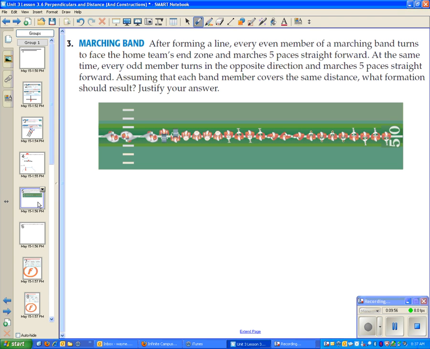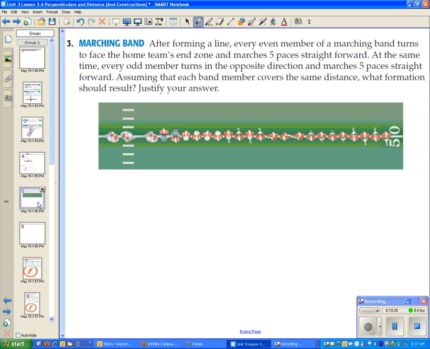Not sure what that is. It's supposed to be band members. After forming a line, every even member of a marching band turns to face the home team's end zone and marches 5 paces straight forward. At the same time, every odd member, it's not nice to call them odd members, turns in the opposite direction and marches 5 paces straight forward. Assuming that each band member covers the same distance, what formation should result?